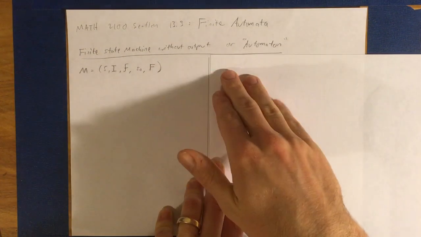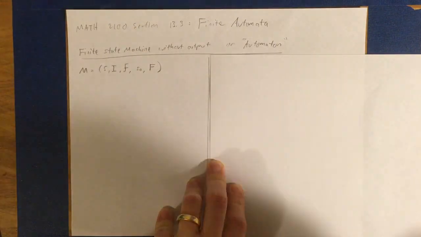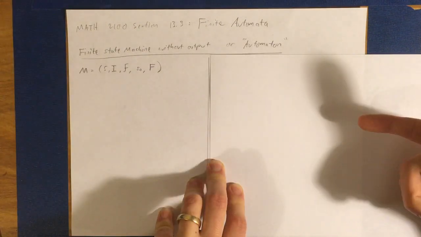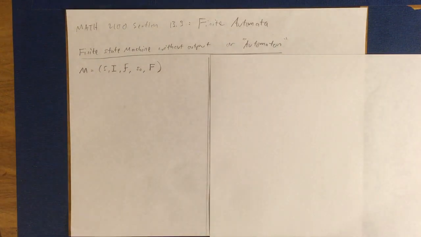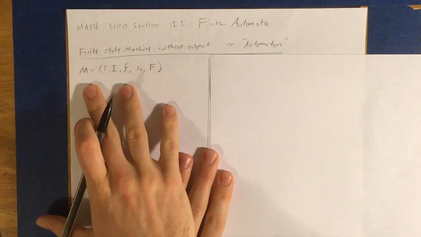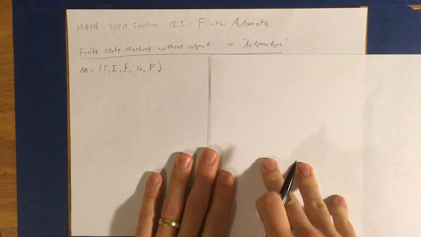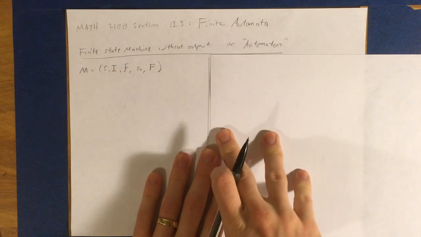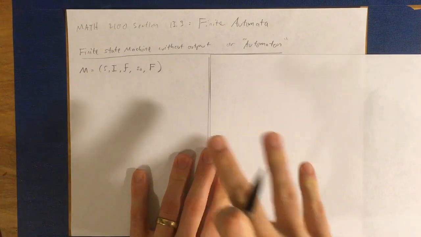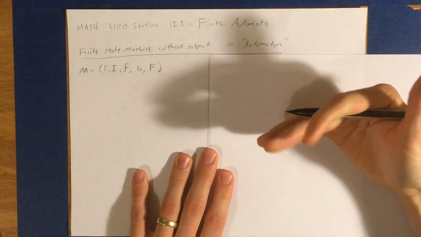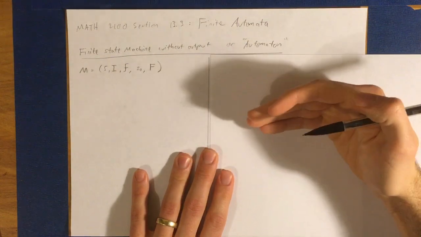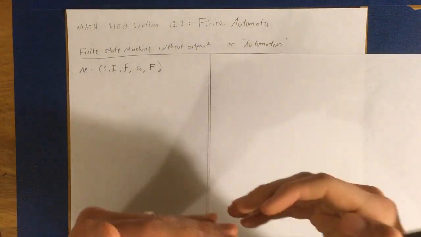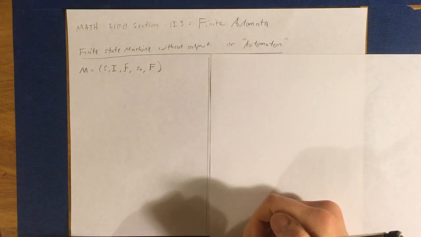The type of machine that does have outputs gives you a whole string of outputs as you go. But this just gives you a single yes or no answer at the end, which is what we want. Like I said, I'm going to define this, and then I'm going to do an example. But I want you to think of this as a machine that is essentially taking an input string and checking to see if that input string is in some specified language. So we're going to build the machine for the language that we want.